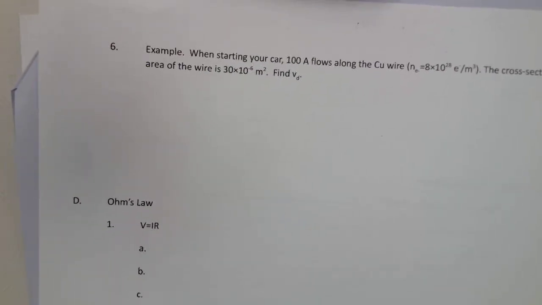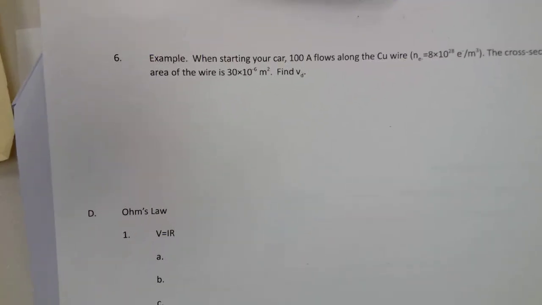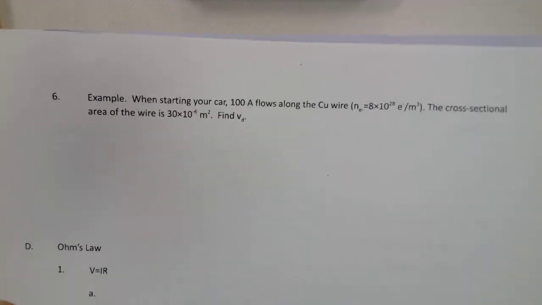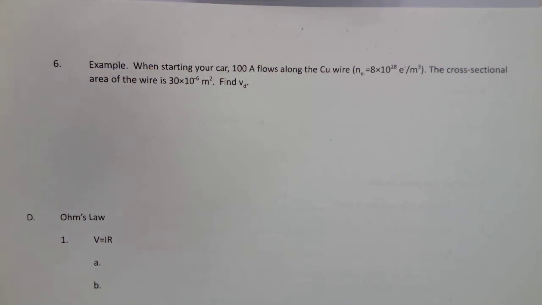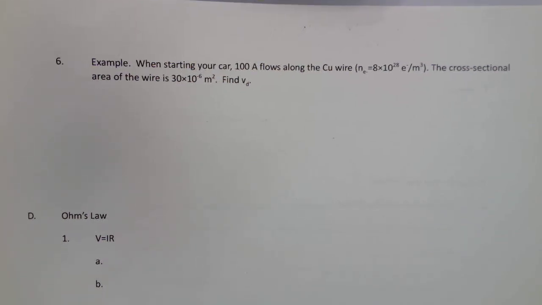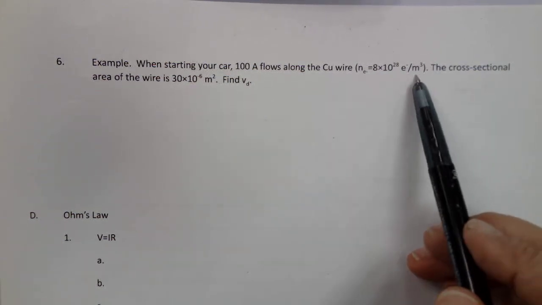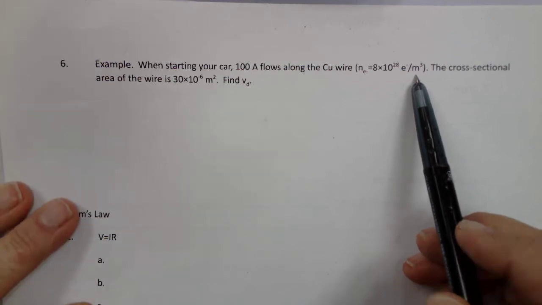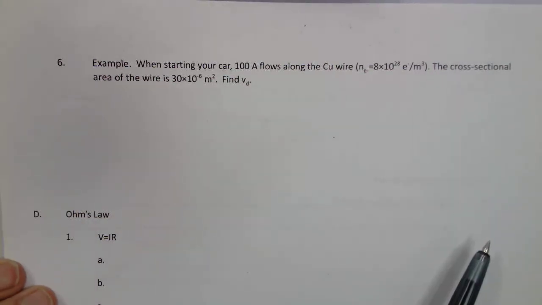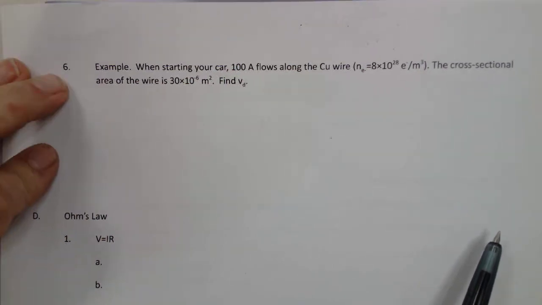So here's the question. When starting your car, 100 amps flow through a copper wire. And this is a constant for a given substance. The free electron density of copper is 8 times 10 to the 28th electrons per meter cubed. So how many electrons do I have in a given space? The cross-sectional area of the wire is 30 times 10 to the negative 6 meters squared. Find v sub d. So let's write down what we know.